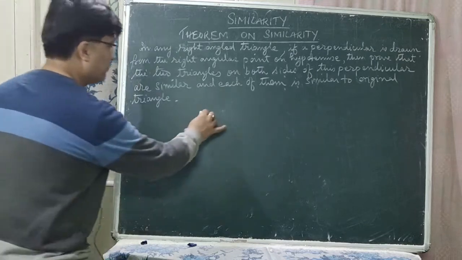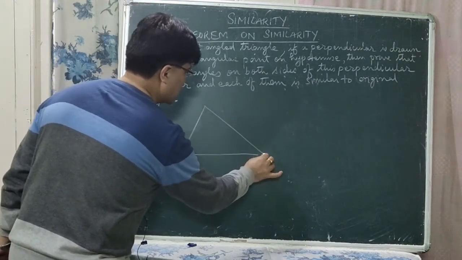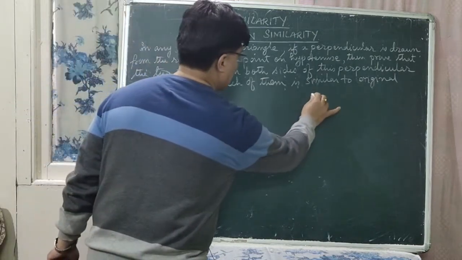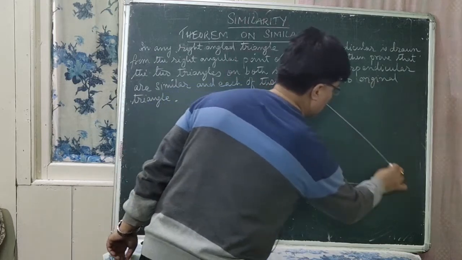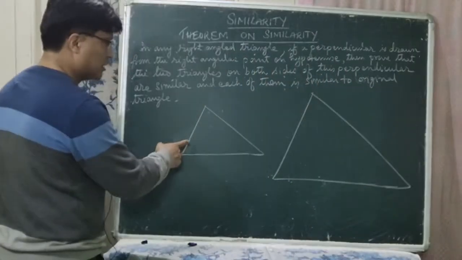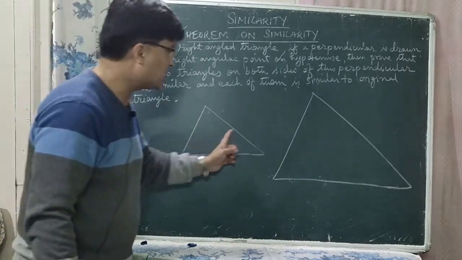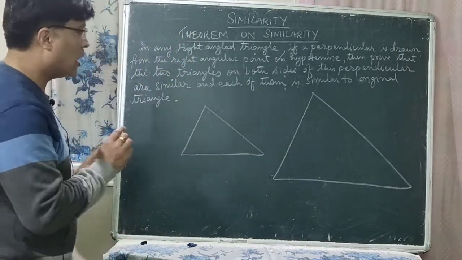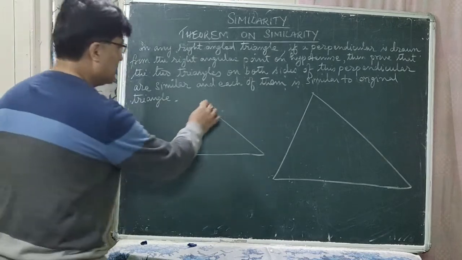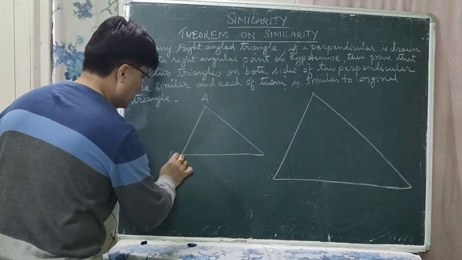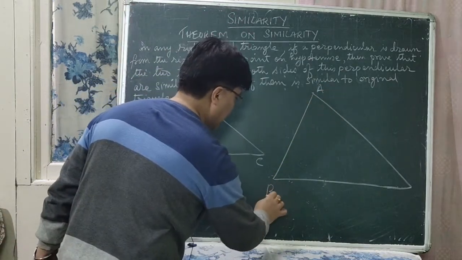Suppose you have two triangles. This is one of the triangles and this is another triangle. This is a smaller triangle and this is a bigger triangle. So these are similar triangles. How are they similar? Similar means same type, right? So this is A, B, C. This is also A, B, C.